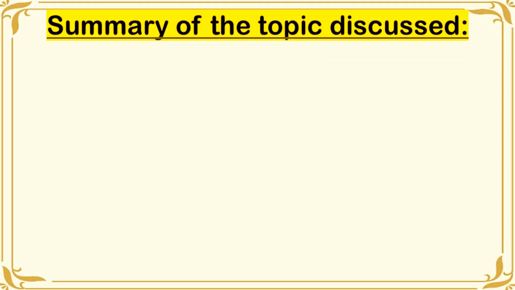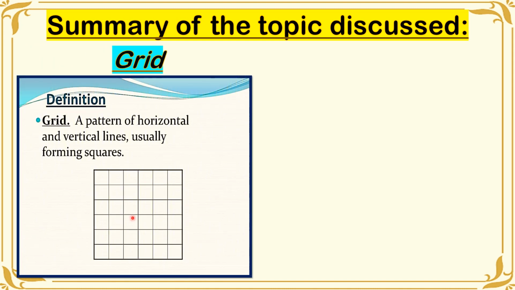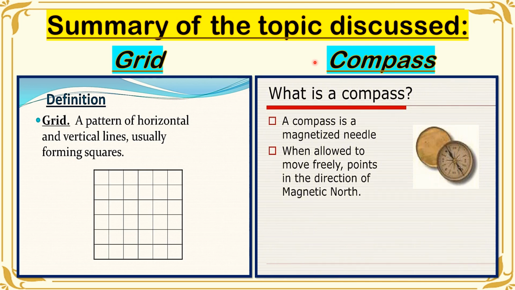Class, just to summarize the topics that we have just discussed. The first topic that we have discussed for today is about grid. A grid is a pattern of horizontal and vertical lines usually forming squares. And the second topic that we have discussed is about compass. So what is a compass? It is a magnetized needle that, when allowed to move freely, points in the direction of magnetic north.